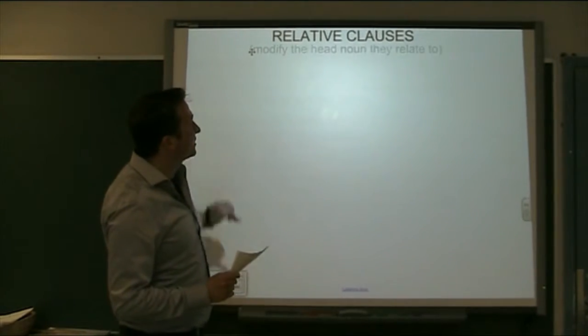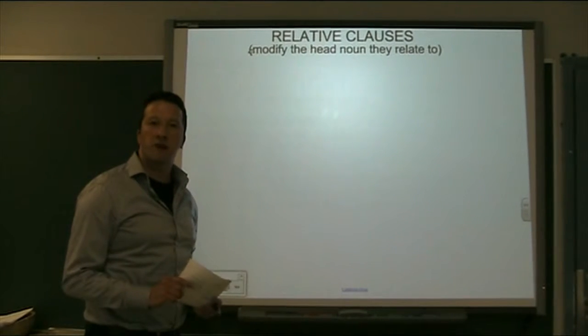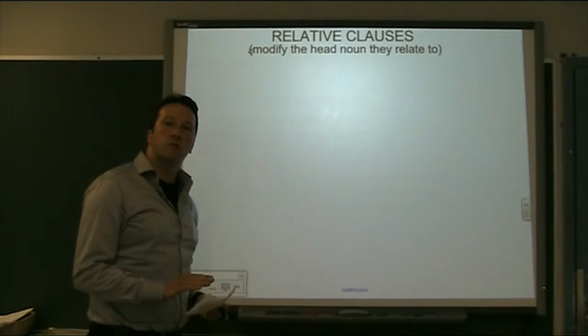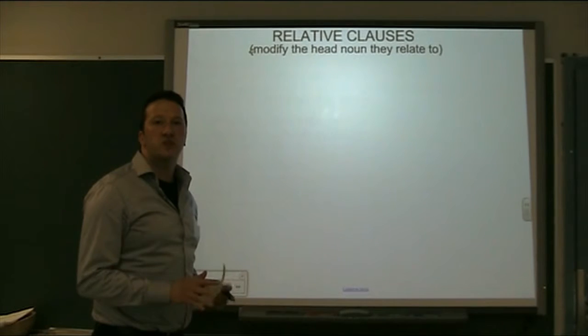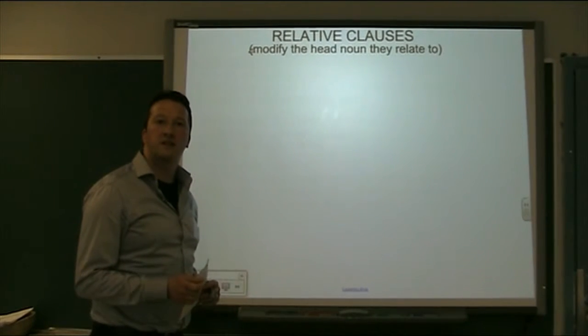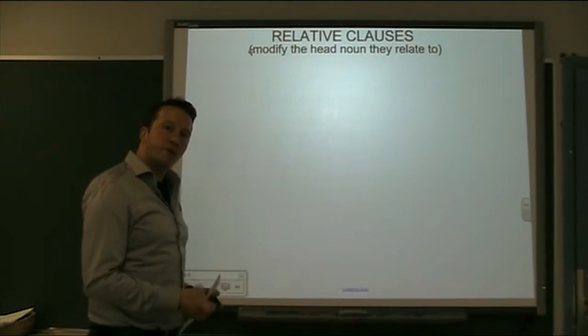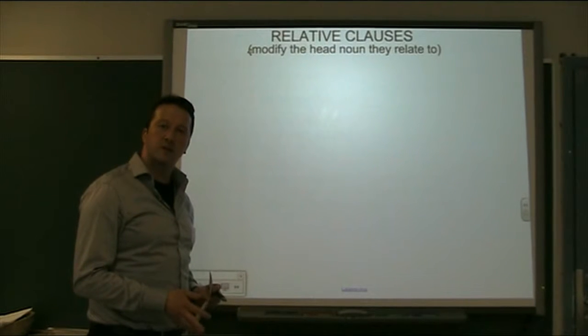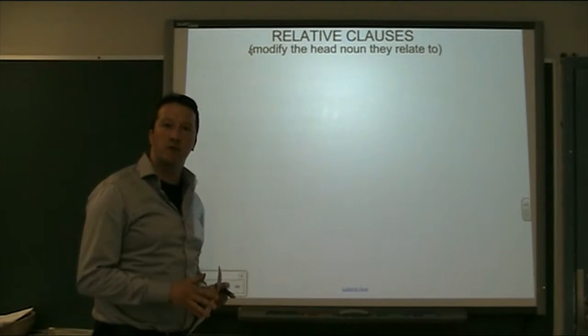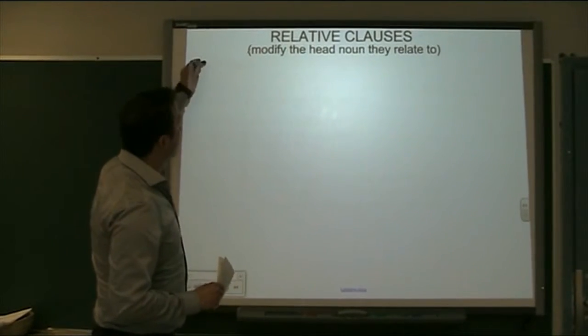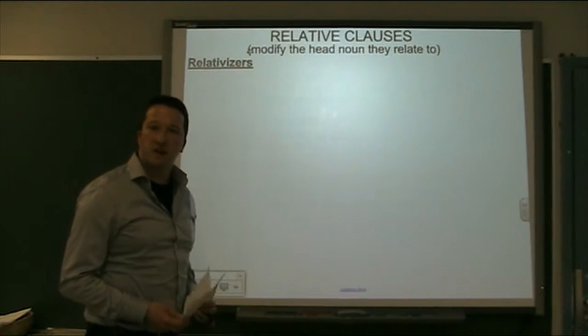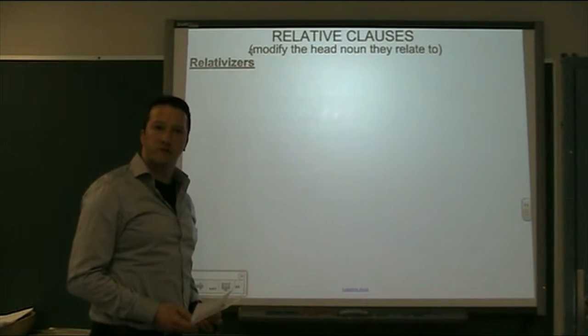We use relative clauses to modify the head noun that they relate to, with the exception of sentential relative clauses, which can, for example, modify an entire sentence. Relative clauses are called post modifiers because they always appear after the head noun. The relative clauses begin with a relativizer, the word that introduces the relative clause.